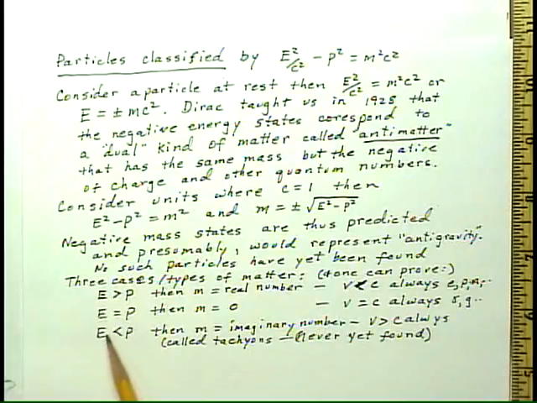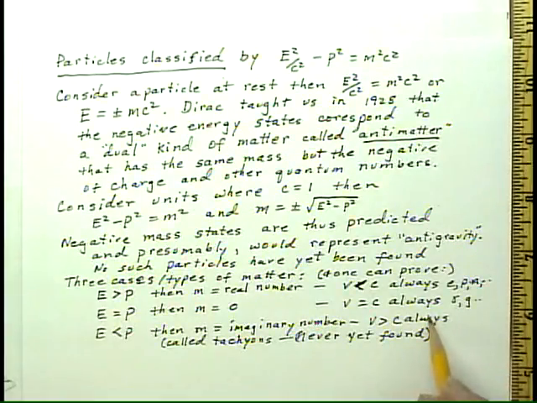Finally, we have another class of particles where the energy is less than the momenta. Mass then becomes an imaginary number, and one can show that the velocity is always greater than c. V is greater than c always. These particles are called tachyons. None have been found yet. They permeate space in the same way that a regular particle permeates time, or they have their existence spread out in space. They're spatial, just like regular matter has its existence spread out in time.